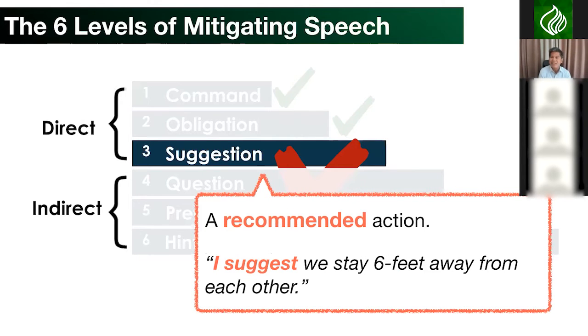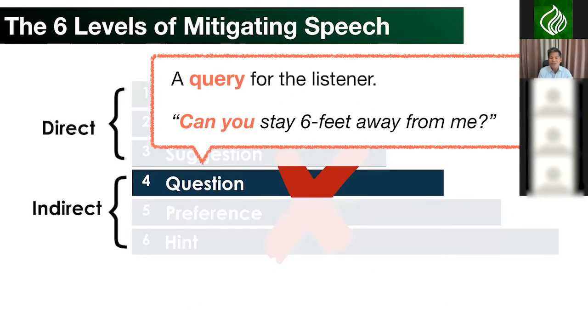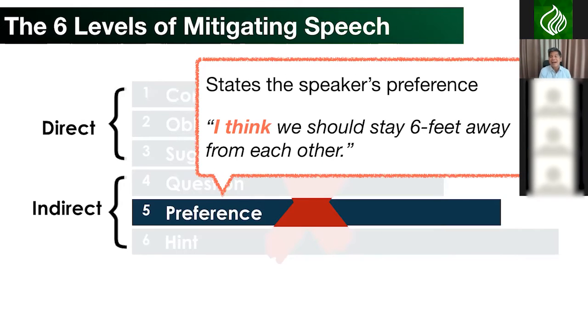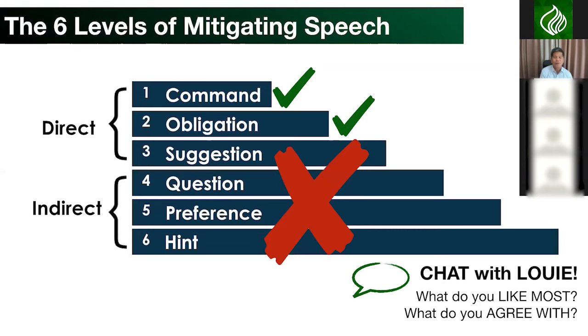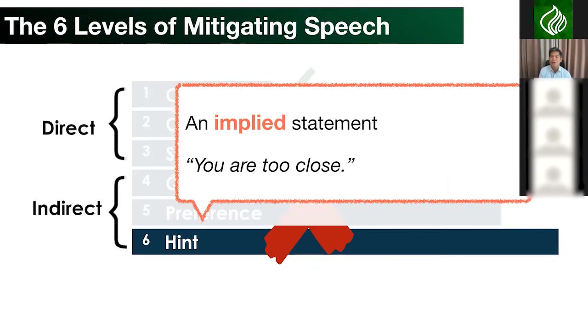3, I suggest, is soft, even a question: can you stay 6 feet away from me? 4, preference: I think we should stay 6 feet away from each other. And the last one: you are too close. So, we cannot use 3, 4, 5, and 6, because that means you're giving the person the benefit of choice.